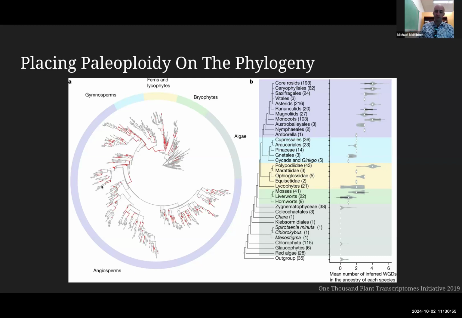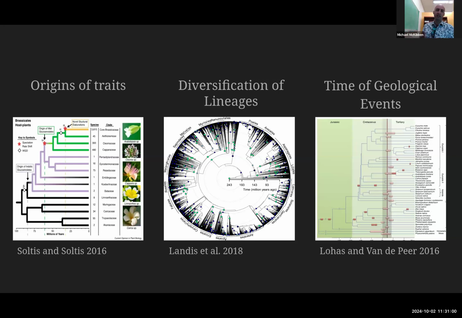Now, the ubiquity of these duplications has spurred many interesting questions. Some popular ones I like to think about are how paleopolyploidy impacts the origin of traits. For example, it's hypothesized in the Brassicales that paleopolyploidy impacted the emergence of glucosinolates. Whether or not paleopolyploidy is associated with diversification rates in different lineages, and then whether or not whole genome duplications increase in frequency around different geological events, for example, the KPG boundary.